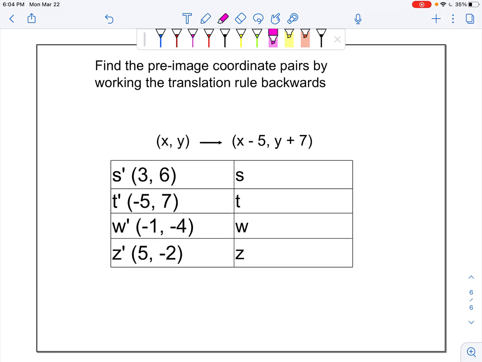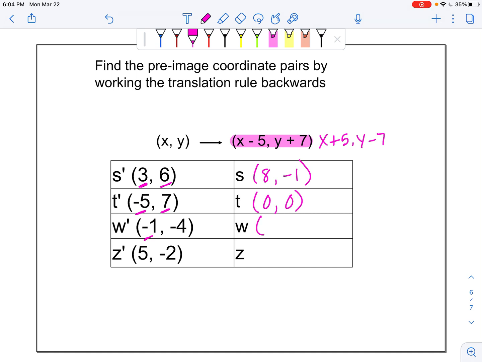These are not connected, they're just a random thing, and so we did -5 plus 7, which means to go backwards, we're going to be doing +5 minus 7. So if I'm at 3 and I add 5, I'm at 8. If I'm at 6 and I take away 7, I'm at -1. If I'm at -5 and I add 5, I'm at 0. And if I take 7 and I take away 7, I'm at 0.